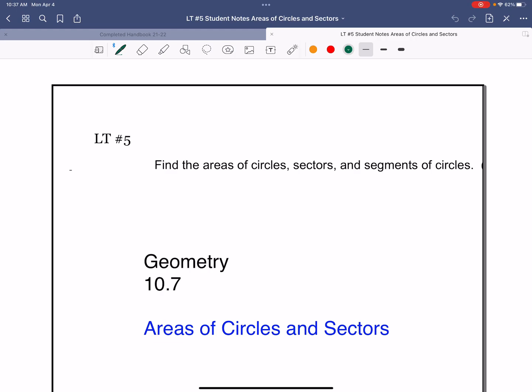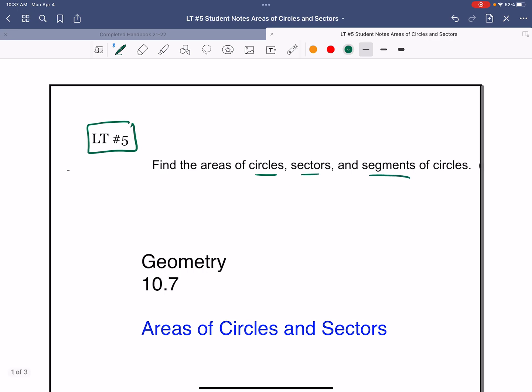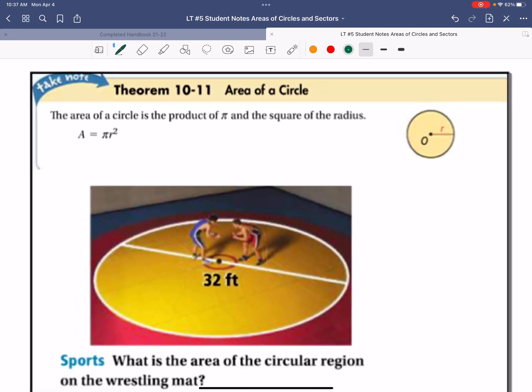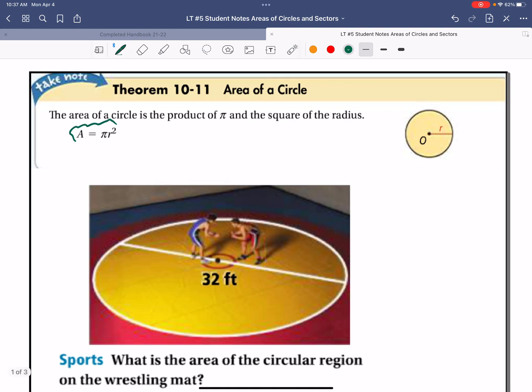Hello, this movie is for Learning Target 5. Find the areas of circles, sectors, and segments. Area of a circle is pi r squared.